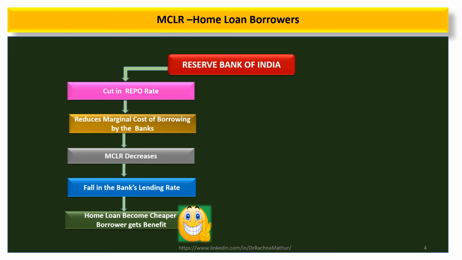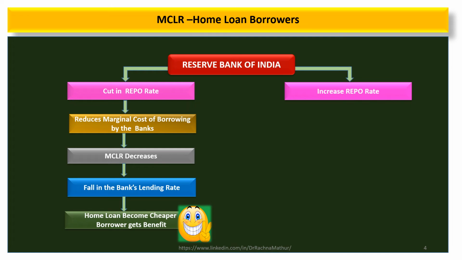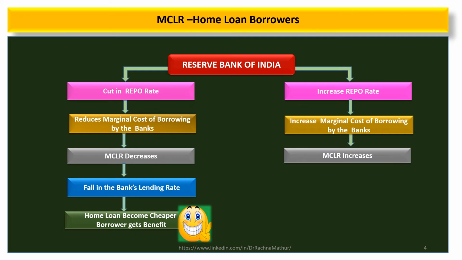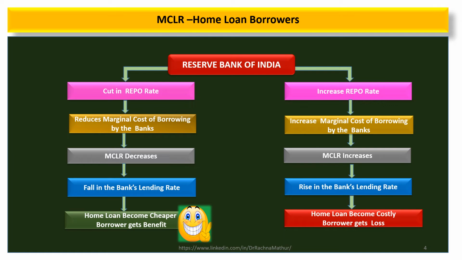But if RBI decides to reduce the liquidity in the market, it increases the repo rate. This will lead to an increase in the marginal cost of borrowing by the banks and results in an increase in MCLR. That means a rise in the bank lending rate. Home loans become costly and the borrower gets a loss.